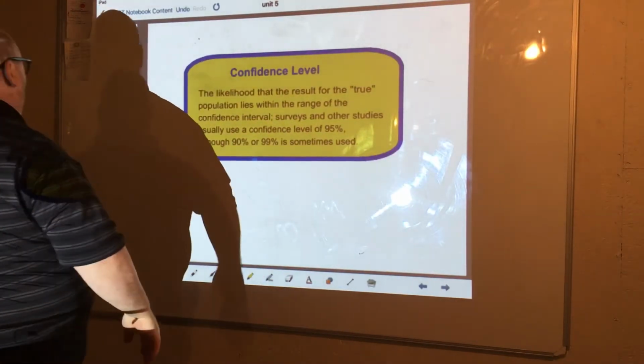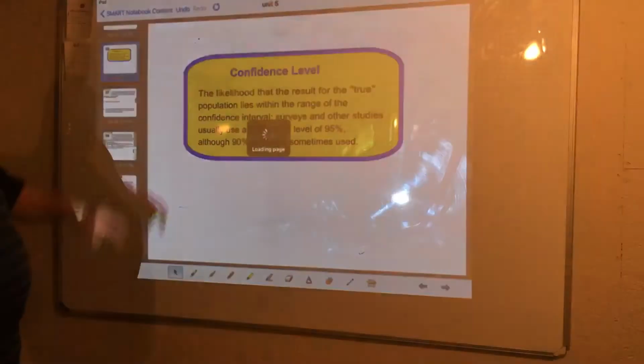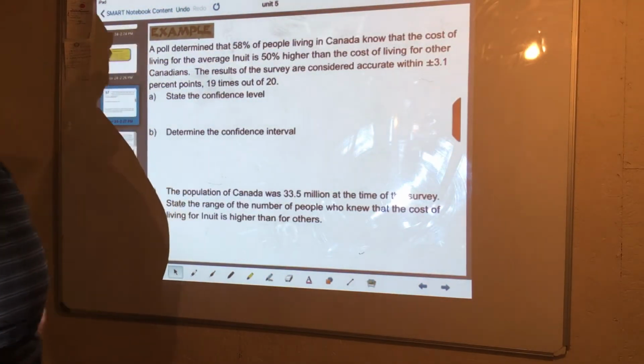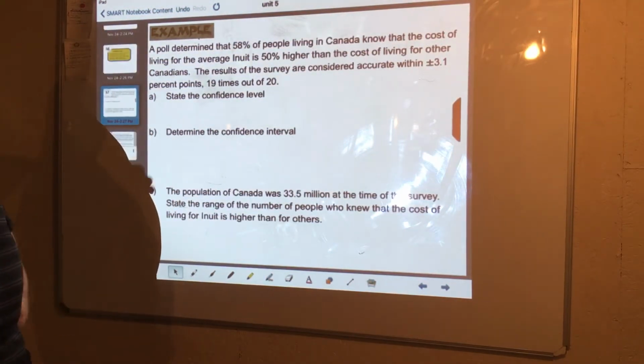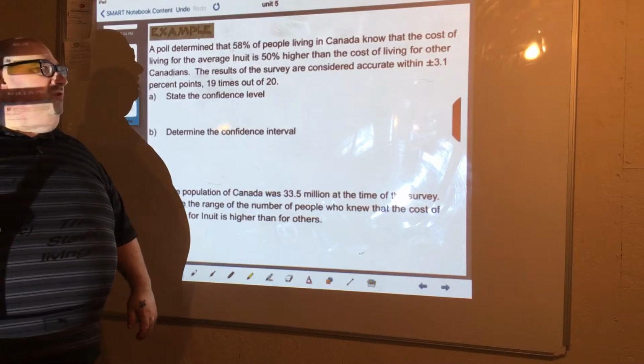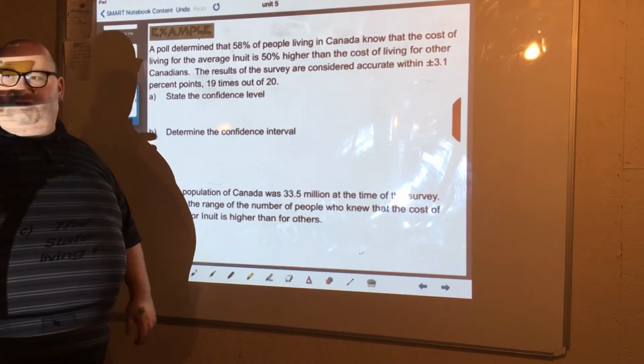So let's look at a question here. How does this relate to what we're looking at? A poll determined that 58% of people living in Canada know the cost of living for the average Inuit is 50% higher than the cost of living for other Canadians.